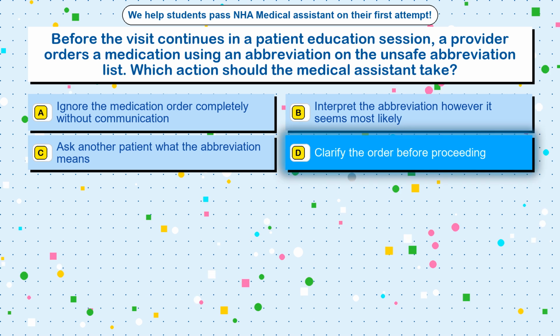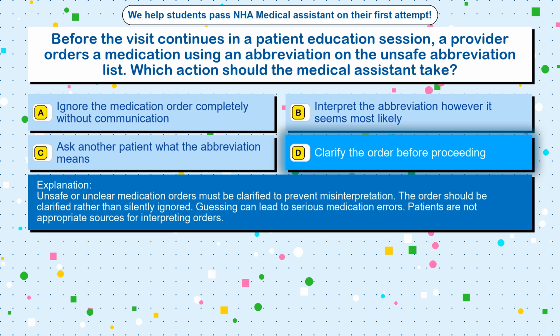The correct answer is option D. Clarify the order before proceeding. Unsafe or unclear medication orders must be clarified to prevent misinterpretation. The order should be clarified rather than silently ignored. Guessing can lead to serious medication errors. Patients are not appropriate sources for interpreting orders.